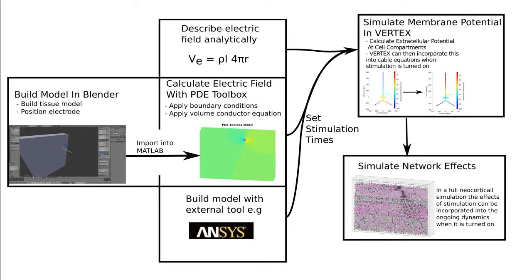This diagram shows the process we use to model the effect of an electric field on the neural tissue. We start by constructing a model of the field in the tissue. This involves constructing a 3D model of the tissue using Blender, then using this as the geometry for the finite element model, which we solve using MATLAB's partial differential equation toolbox.